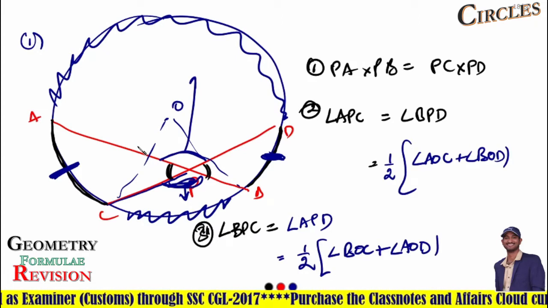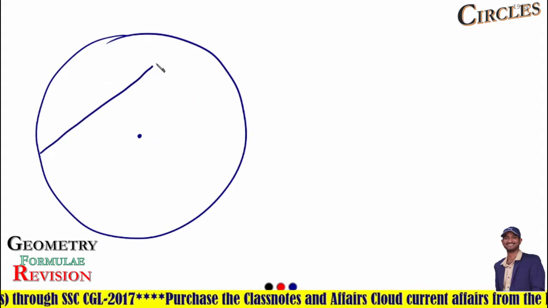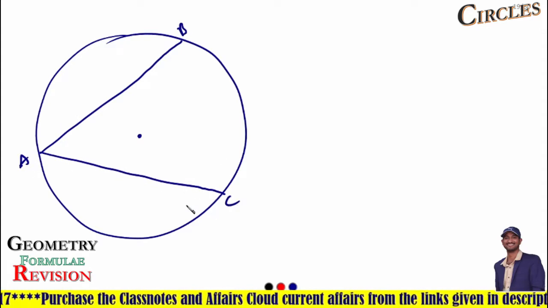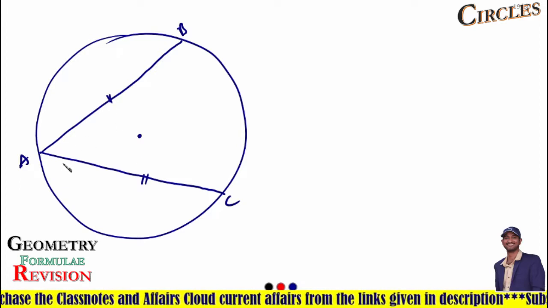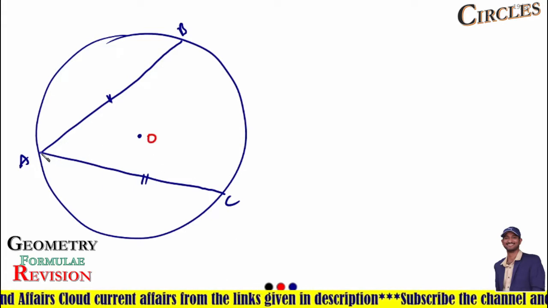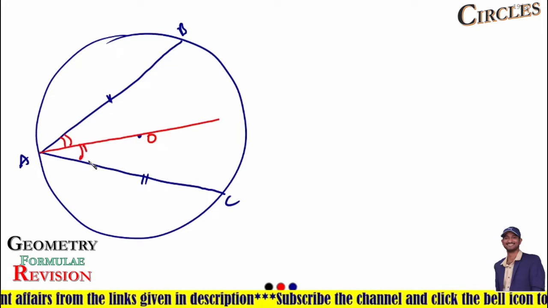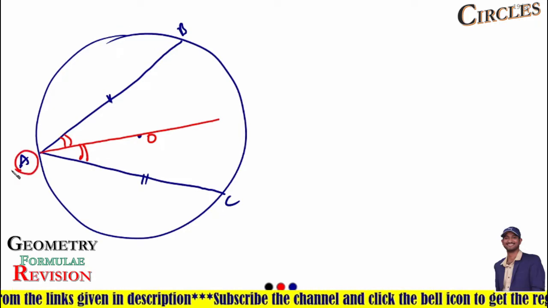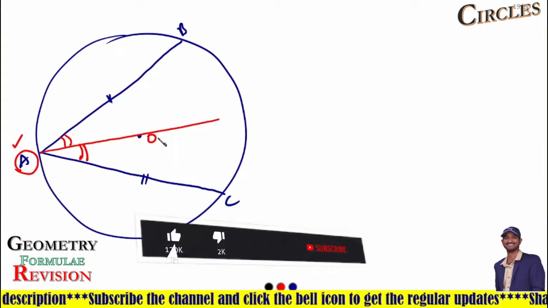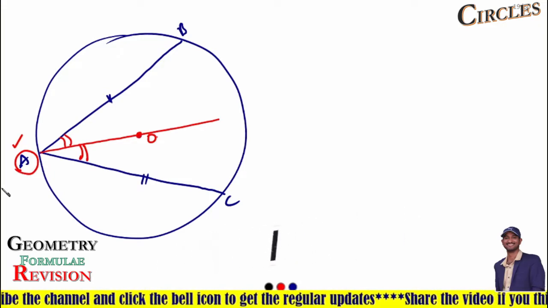Okay, and one more thing, there are two chords that are equal and have the same end point. One end point is the same. Suppose AB and AC are two equal chords, then the line joining this point to the center is always the angular bisector. If I join this point and the center, definitely this line becomes the angular bisector at the vertex A. Okay.